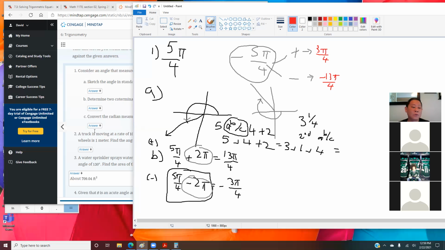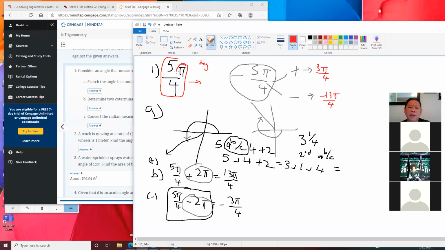Next, part C is to convert this from radians to degrees. So how do you convert radian to degree? Change your pi. Do you know pi is what in degrees? 180. Yep, just change your pi to 180. So use your calculator, 5 times 180 over 4. That's it. Whatever you get is your answer, in degrees. Don't forget the degree symbol.